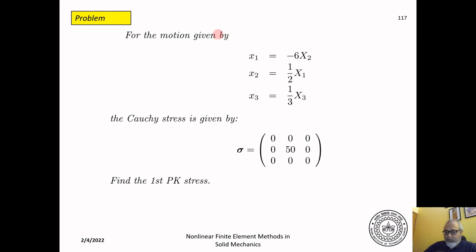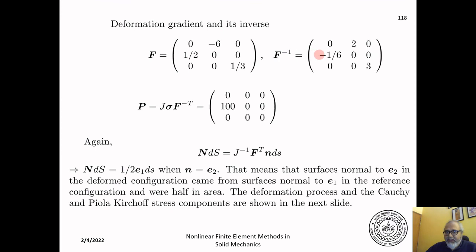So here is our last problem on this section. This is a motion. It's difficult to see right away what kind of motion it is, but this is the Cauchy stress that acts in the deformed configuration, and we have to calculate the first PK stress, which is pretty simple in this case if we use the straightforward mathematical procedure. That procedure would obviously involve finding F inverse, and then P equal to J sigma F inverse transpose will give you the first PK stress.